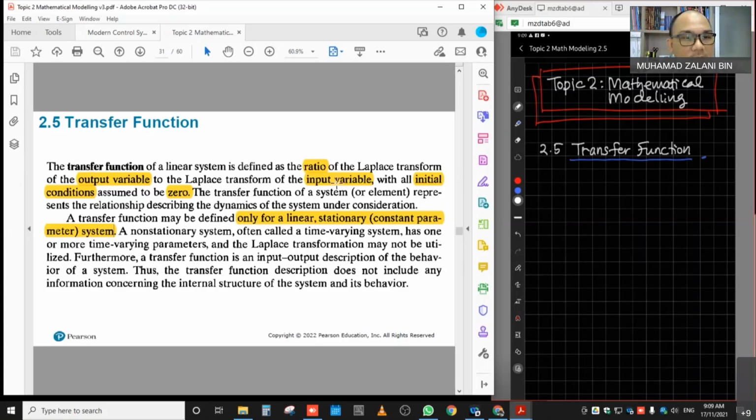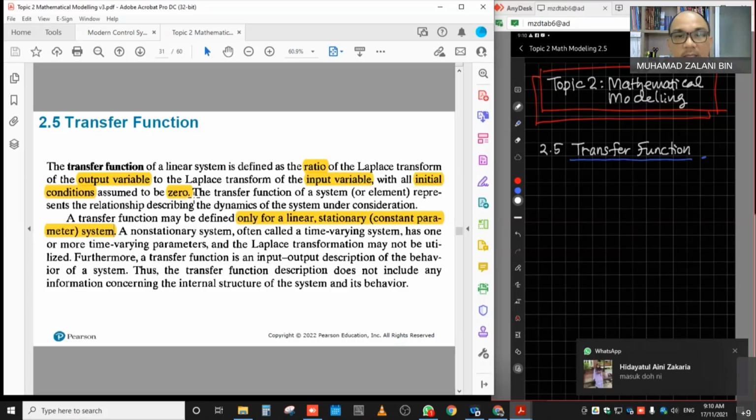As you can see in this screenshot, which I've taken from the textbook, the transfer function of a linear system is defined as the ratio of the Laplace transform of the output variable to the Laplace transform of the input variable. Meaning output variable Laplace transform divided by input variable Laplace transform. That is the transfer function. And another condition is all initial conditions assumed to be 0. So all initial conditions must be 0.